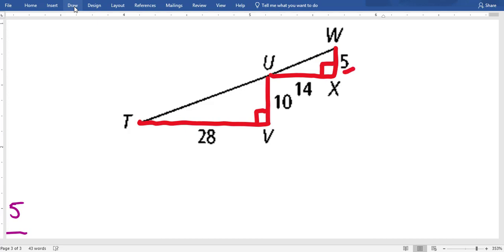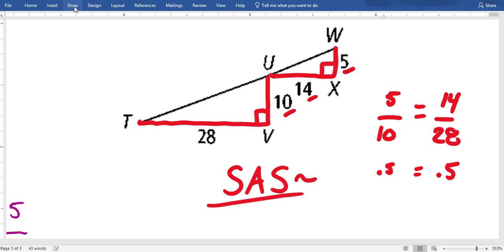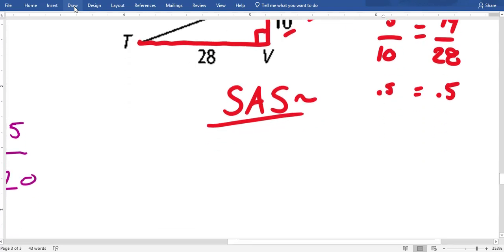Let me pick the small number in the right triangle, small number in the left triangle. 5 over 10, well, that's just 1/2, 0.5. Is that equal to big number in the left triangle, big number in the right triangle? 14 divided by 28, well, that's also 0.5. So, yay, these are proportional. It has the same scale factor with an angle in the middle. So the sides are proportional, the angles are congruent, so it's side angle side similar.